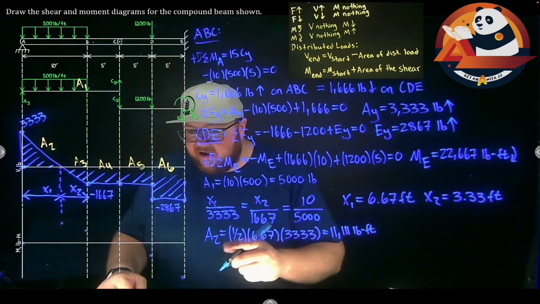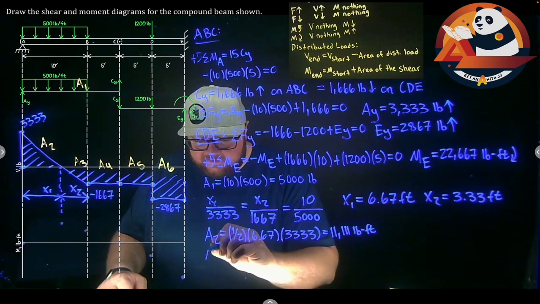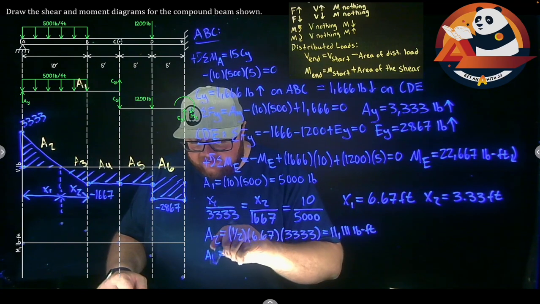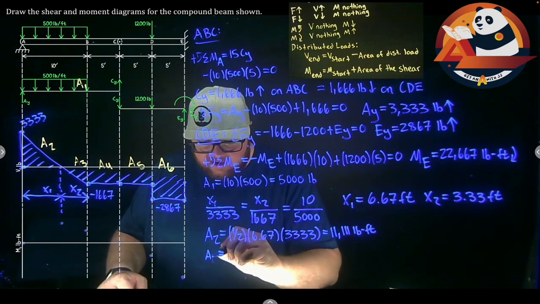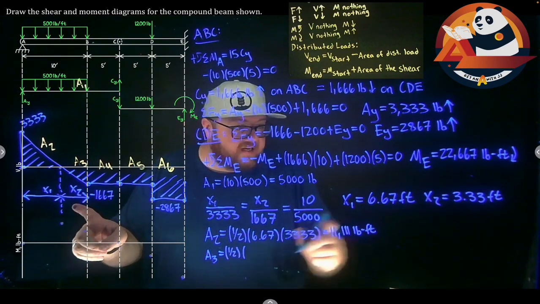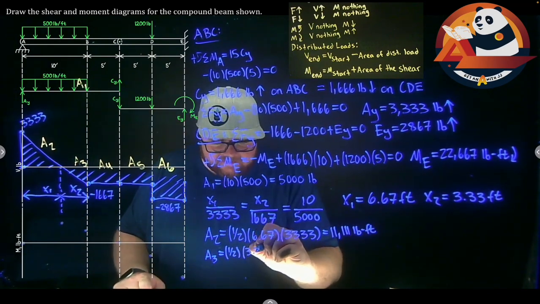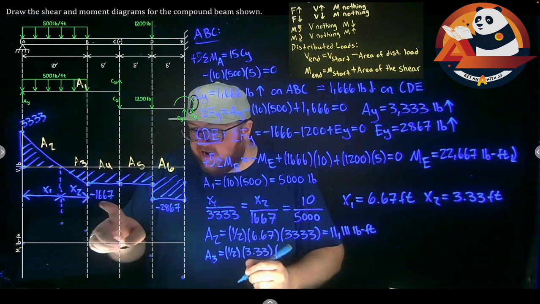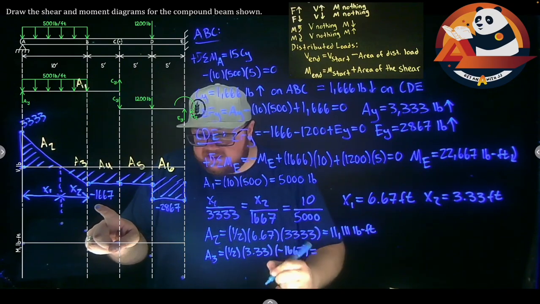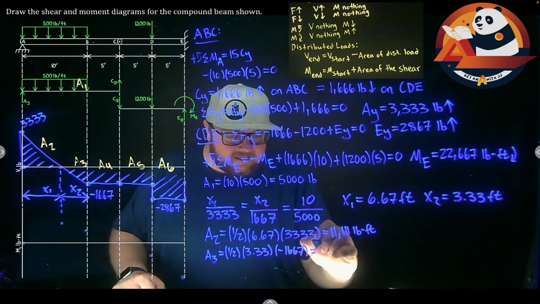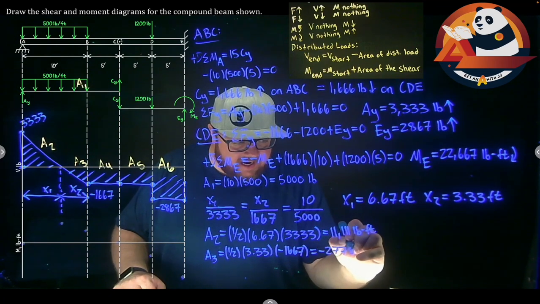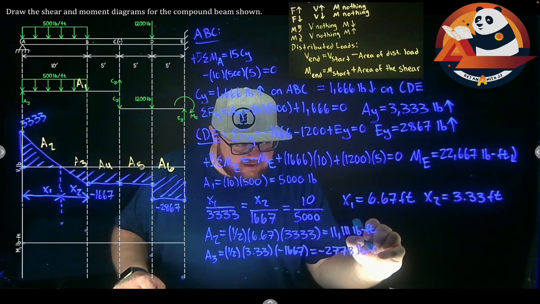Our next one, area 4, we can say is, not area 4, 3 comes after 2. Area 3, also a triangle, is 1/2 times our base x2, 3.33, times our height, negative 1667. This is going to get us that area 3 is negative 2778 pound feet.